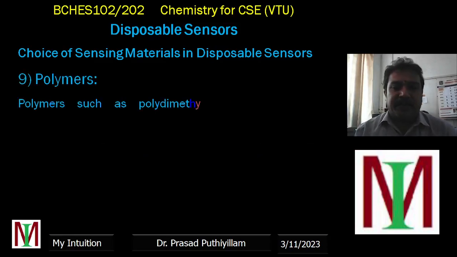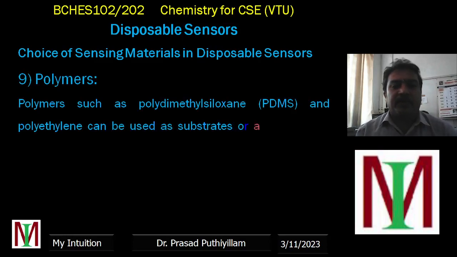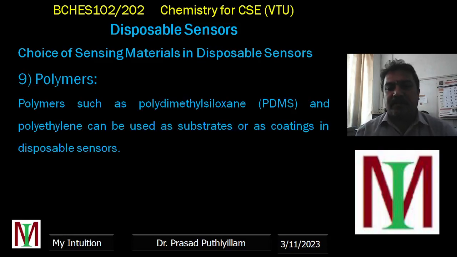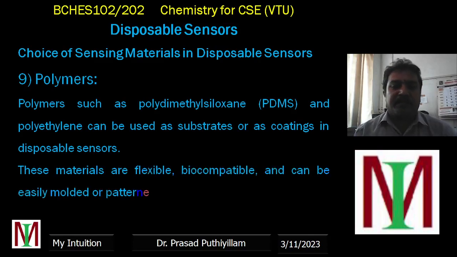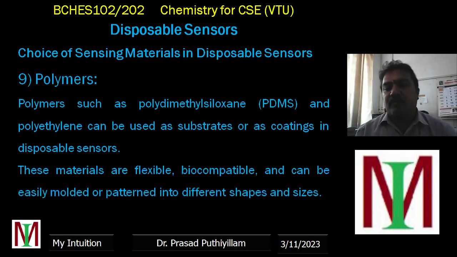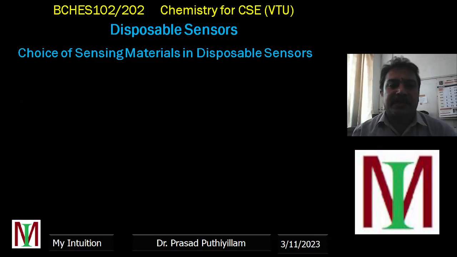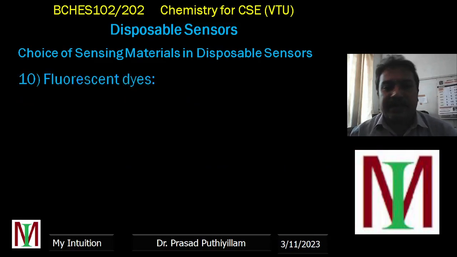Polymers, already explained. Polymers like PDMS and polyethylene can be used as a substrate or as a coating in disposable sensors. They have flexibility, are biocompatible, and can be easily molded during the fabrication techniques into different shapes and sizes, so we can have a better design.